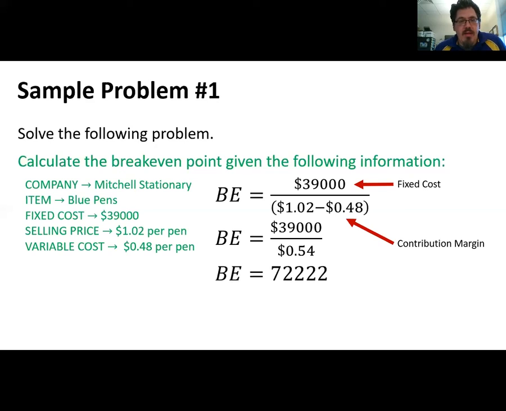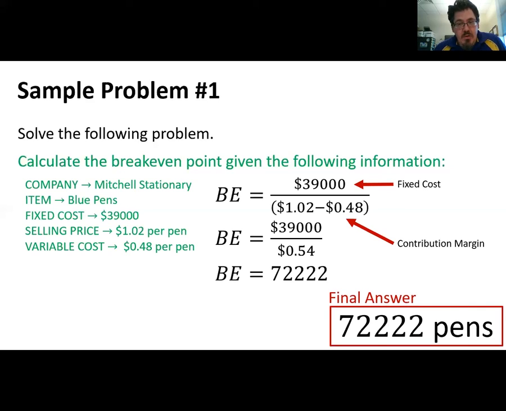And when you do that, we come up with an answer of 72,222. Or in other words, the company is going to have to make 72,222 pens and sell them. Once they've reached that number, anything above that, so if they make and sell 80,000 pens, for example, all of those pens above the 72,222 are going to result in them making profit. Okay. If they sell fewer than the 72,222 pens, then they're going to be operating at a loss because they haven't covered their fixed costs yet.